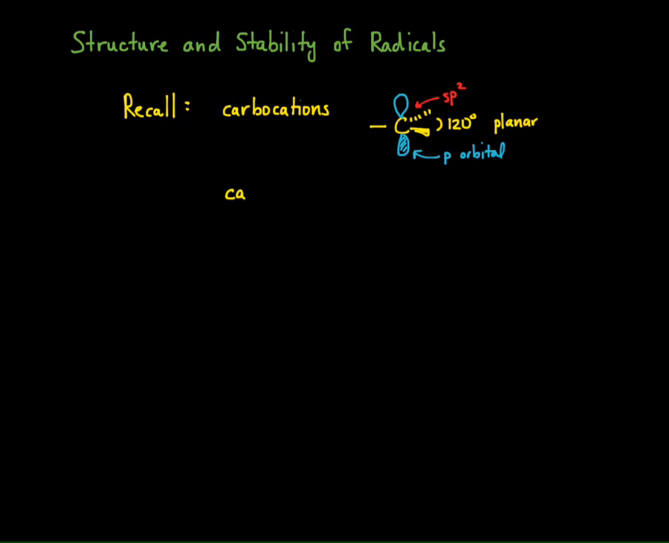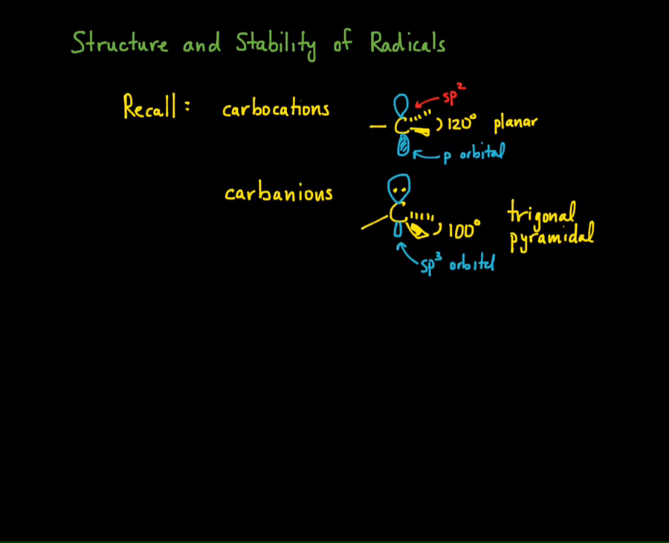Now, if we look at carbanions, they have quite a different structure. Because of that lone pair of electrons, the shape of a carbanion looks to be more like a trigonal pyramidal geometry. And so the orbital in which the lone pair of electrons resides happens to actually look more like an sp3 orbital. And so we say that carbanions, instead of being sp2 hybridized, are sp3 hybridized.